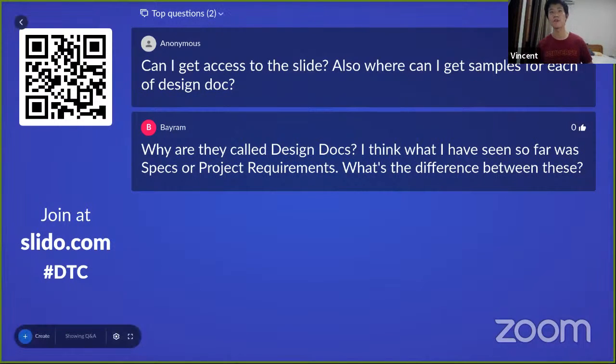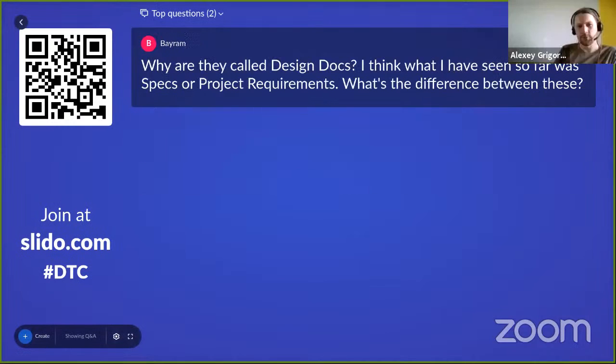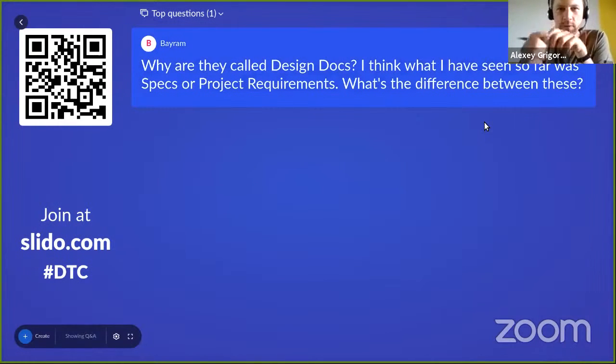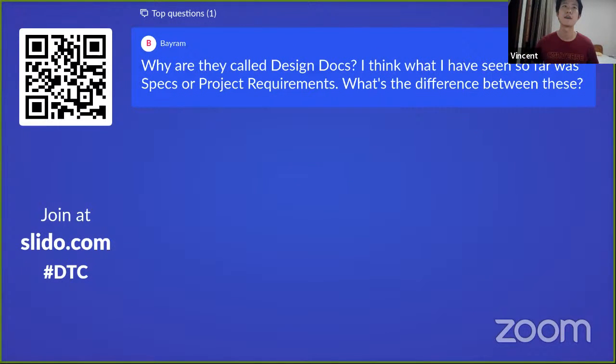I think we can move on to the last question. So why are they called design docs? What I've seen so far was specs or project requirements. What's the difference between these? That's a very good question. Honestly, I don't know why it's called design docs. It's just that we call it design docs in Google. Maybe in Amazon, maybe Alexis, you call it differently? I think we just call them documents. I don't think we have any specific name for that.